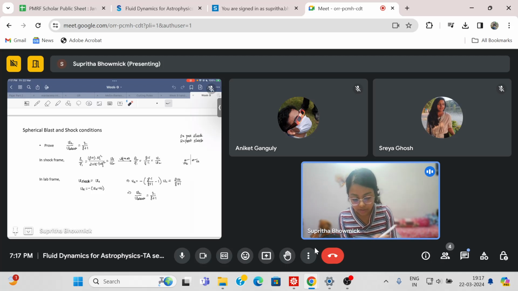All right. So if I'm calling this my new u2, then I pull out a u1 common from here, and I use this jump condition, which tells me that u2 is (gamma minus 1) times u1 divided by (gamma plus 1). And I pull out a u1 as common. So u2 in my lab frame is twice u1 by gamma plus 1. But what is u1 in my lab frame? u1 is u shock. So I get u2 divided by u1 is 2 by gamma plus 1. Hence proved.